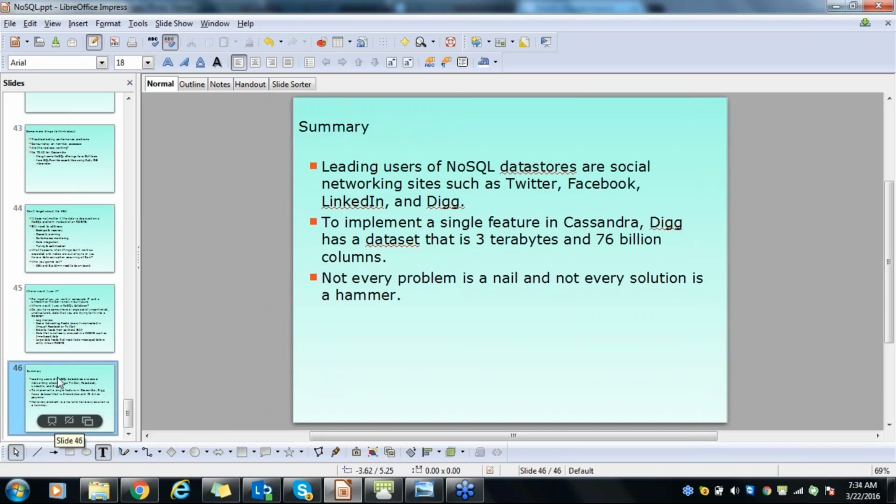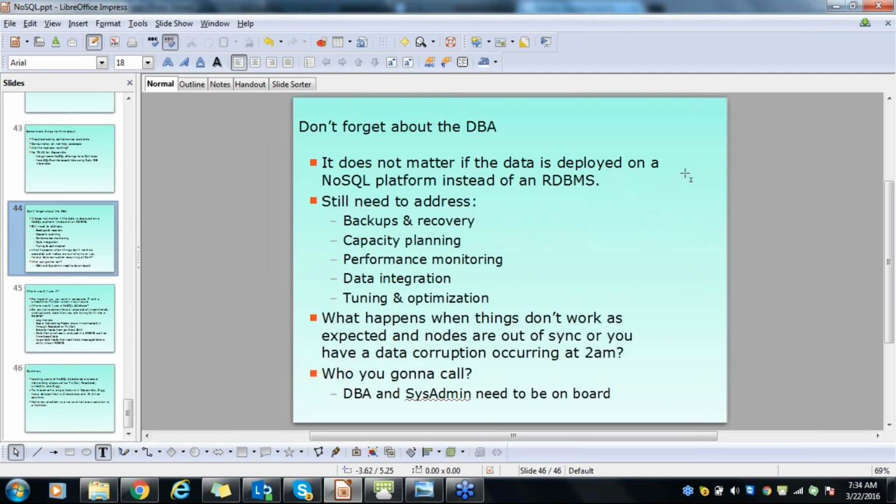So at a high level, what will be covered in this 5-day session is how to use NoSQL, mainly in the Cassandra database. So I'm done. If you have any questions, please let me know.